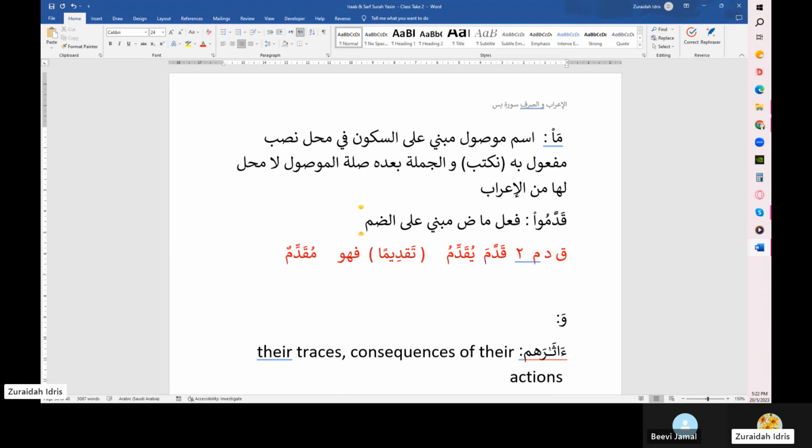And why is it mabni in this case? Because it's attached, litisalihi, bil waw. And what is this waw? Waw al-jama'ah, indicating the jama'ah, plural. Bil waw al-jama'ah here.